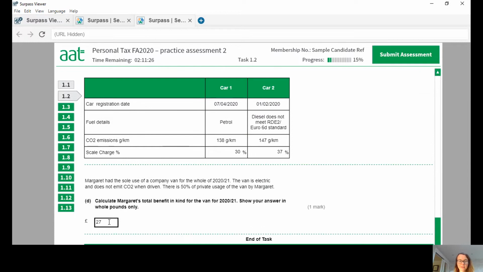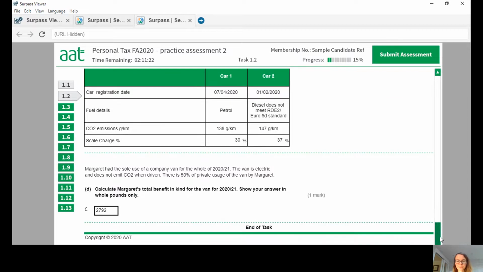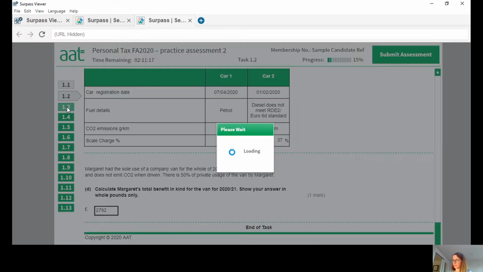There is no fuel benefit, but if there was, you would do exactly the same, 80% of the figure given in the table. Right, next one, task 3.